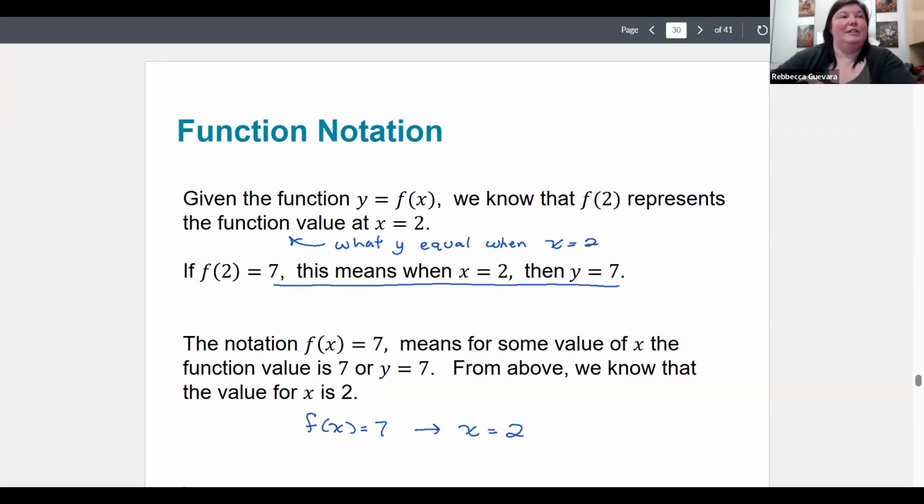So it's telling you a relationship here. So essentially think of it as, in this case you are given y equals 7, but in this case you are given that x equals 2. So they're telling you two different things here.